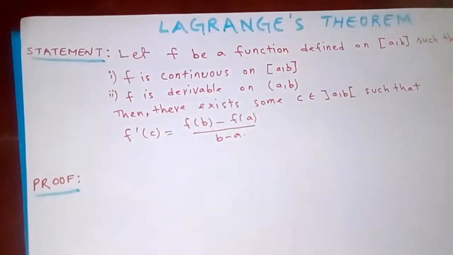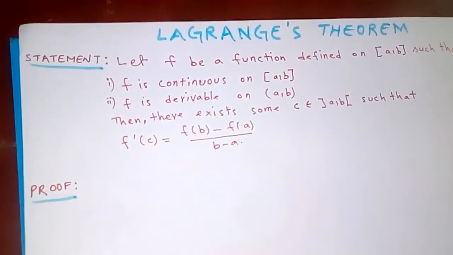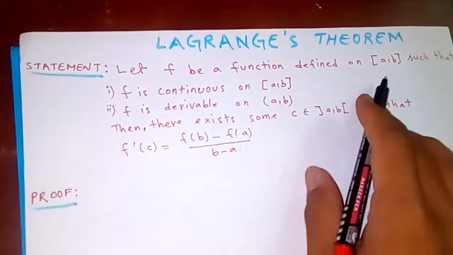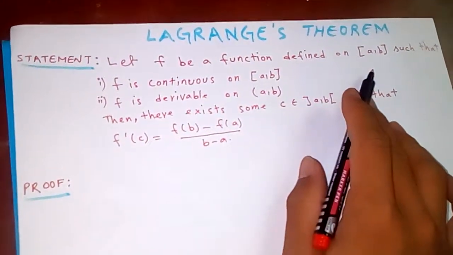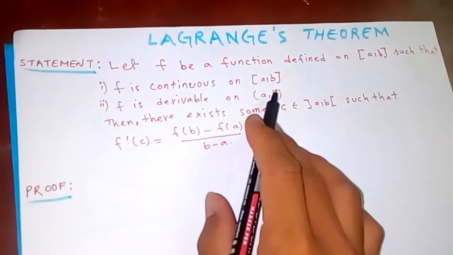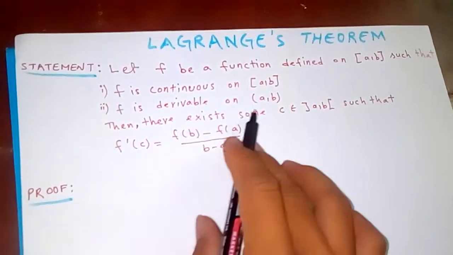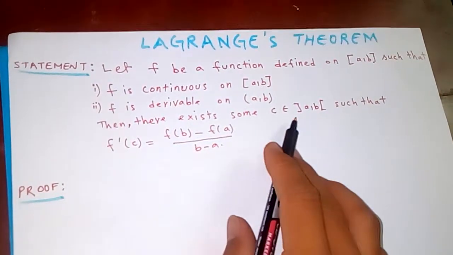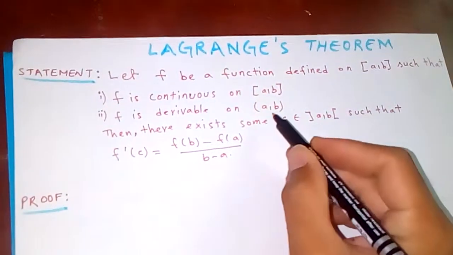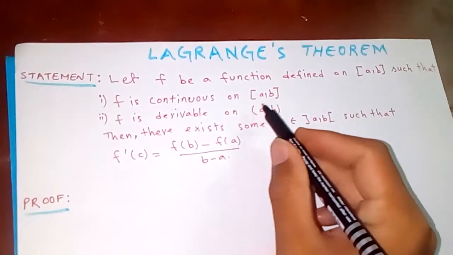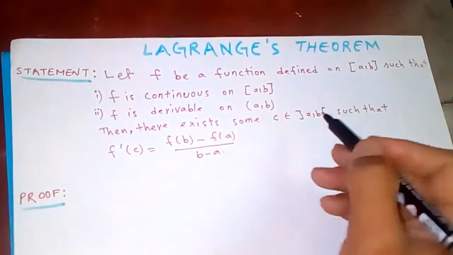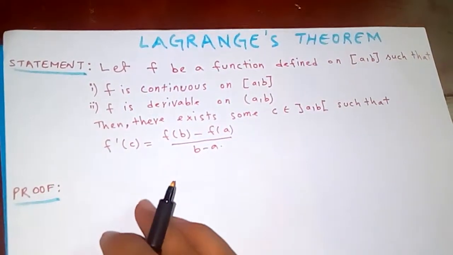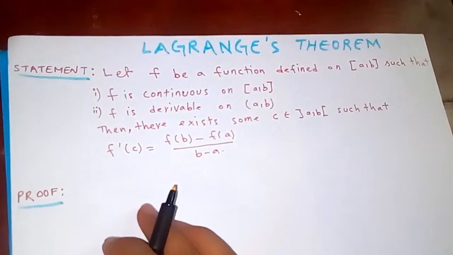Today let us prove Lagrange's theorem. The statement is that let f be a function defined on closed interval [a, b] such that, number one, function f is continuous on closed interval [a, b] and derivable on open interval (a, b). Then there exists some c belonging to open interval (a, b). Whether we write it in the first bracket or the third bracket, they are both the same, such that f prime of c is equal to f of b minus f of a over b minus a.